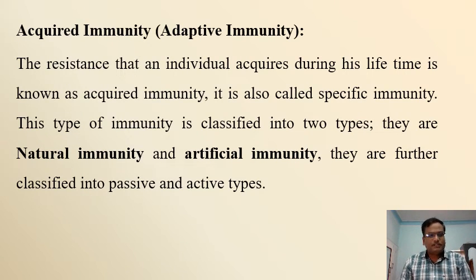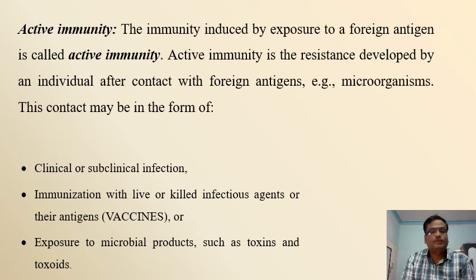So as we already discussed, the acquired immunity, the immunity which is obtained during the lifetime of an individual, is called acquired immunity, and we already dealt in brief with the natural immunity and artificial immunity. Let us see active immunity. The immunity induced by the exposure to a foreign antigen is called active immunity, and active immunity is the resistance developed by an individual after contact with foreign antigens, for example, microorganisms, toxins, etc.